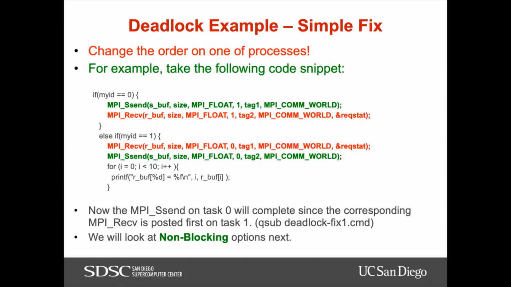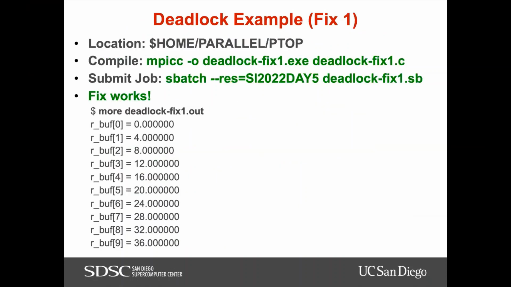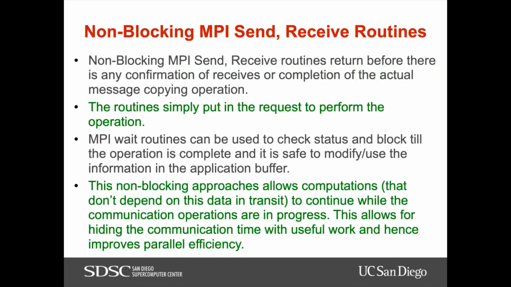There are lots of non-blocking options in the send and receives, and there are other reasons for doing non-blocking, which I'll talk about. With the non-blocking MPI send and receive routines, the routines will return before there's any confirmation of receipt or completion. They will just put in the request and return, right? Obviously there has to be some corresponding routine that checks on these. So there's an MPI wait routine that can be used to check the status, and it blocks until the operation is complete.